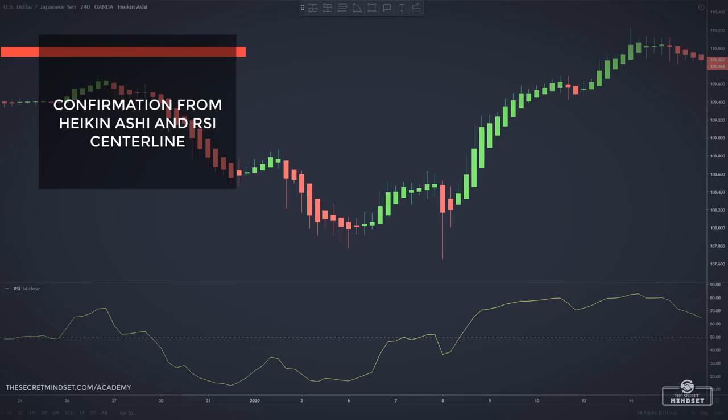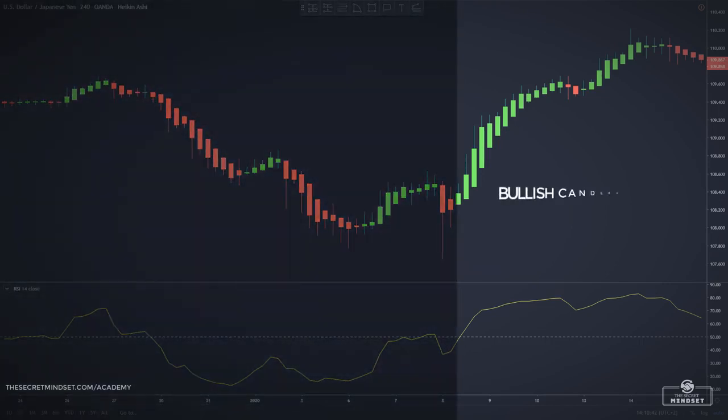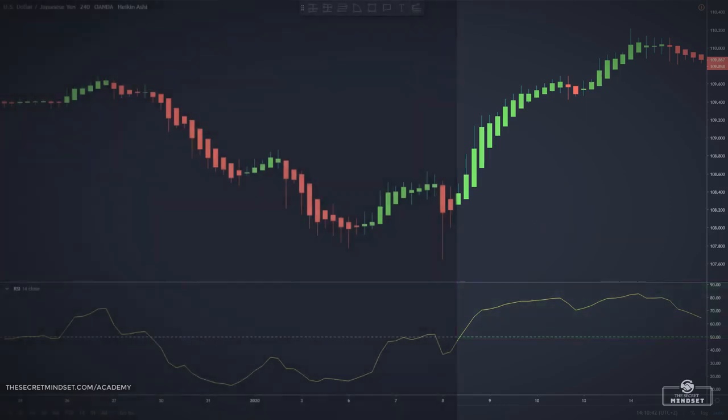For an uptrend, you want to see the Heiken Ashi trend built primarily by bullish candles and absent of lower candle wicks, with the RSI above 50. When the price is shooting up, the price action creates very little to no lower shadows.